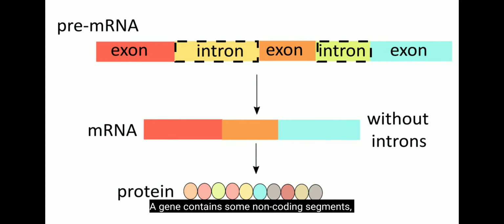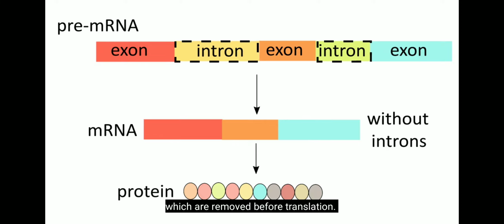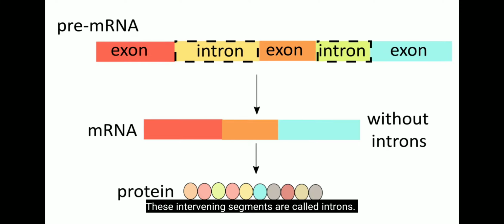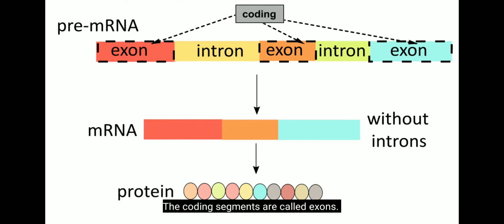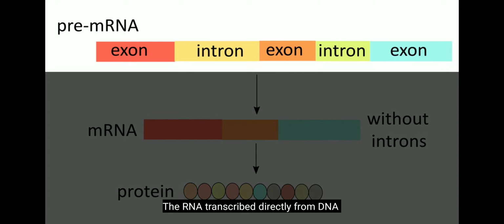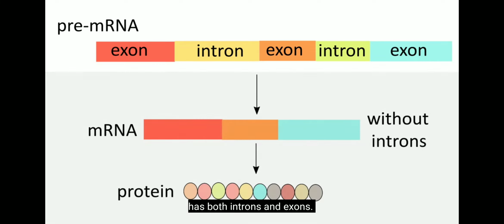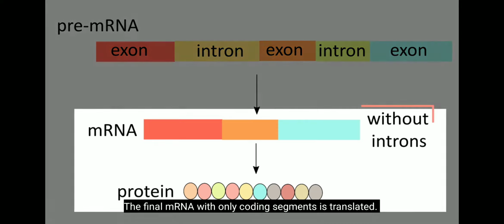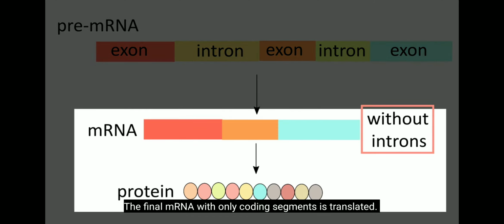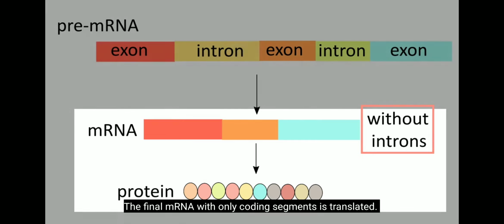A gene contains some non-coding segments which are removed before translation. These intervening segments are called introns. They are not part of the code. The coding segments are called exons. The RNA transcribed directly from DNA has both introns and exons. The cell then cuts out these introns and pastes the exons back together. The final mRNA with only coding segments is translated.